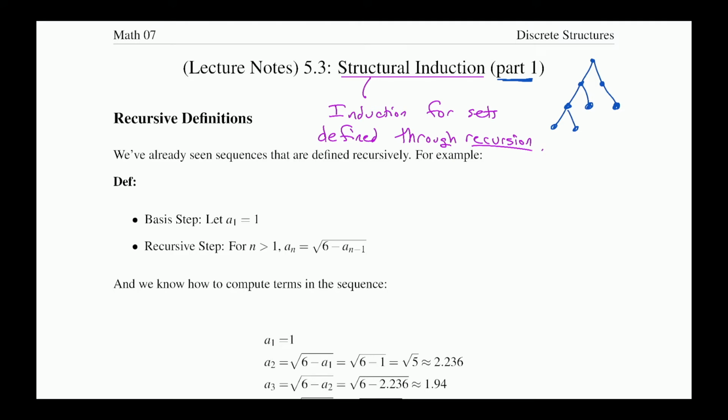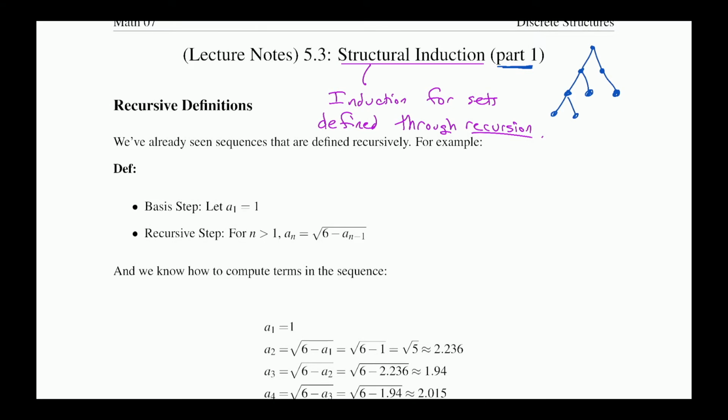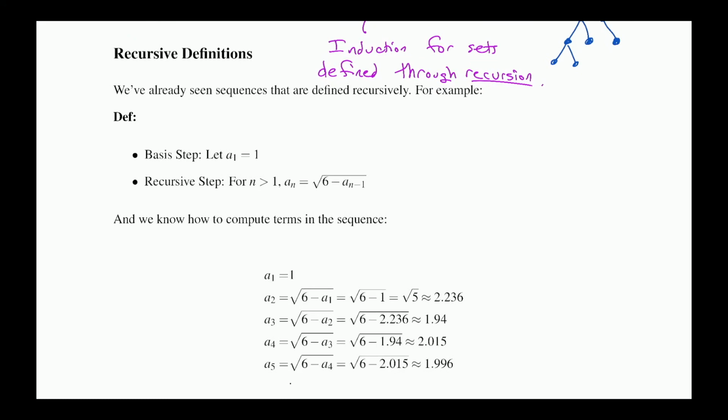All right. So it's not called like recursive induction or anything like that. It's called structural induction. And the reason it's called structural induction is because the set being defined through recursion is actually going to have a structure that can be written down concisely. And that structure is what we're going to be dealing with when we do induction. So let's go ahead and get started here. So we need to talk about recursive definitions of sets.